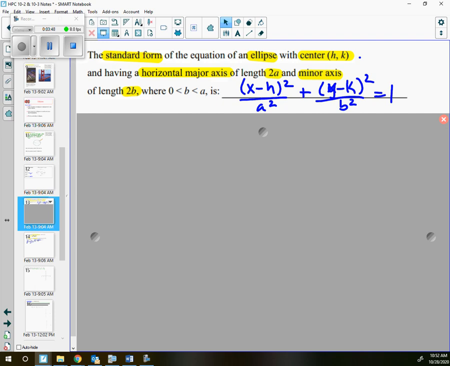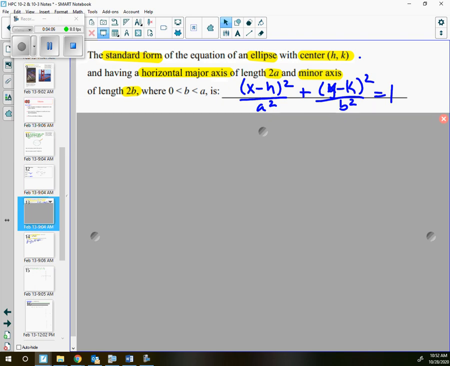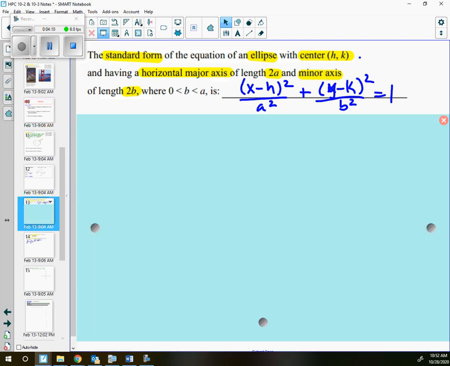Notice it has a center (h, k) just like our circle, so this looks very similar. The only difference between this equation and the equation of a circle is that a squared would be the same under both of them if it was a circle, the distance in each direction. That's why for a circle we usually have (x minus h) squared plus (y minus k) squared equals r squared, because those two denominators would be the same and we could just multiply through by it. That's another way to think of a circle.